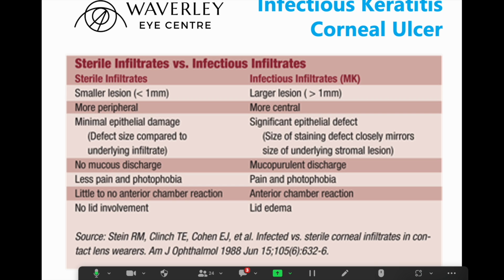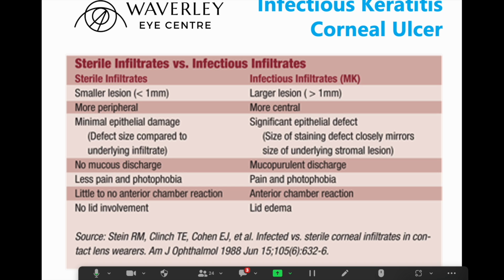So here's a little chart to tell you a little bit of the difference. The sterile infiltrates are going to be smaller than the infectious ones. They're going to be more peripheral. They're not going to be in the central cornea. They're going to be less epithelial, so less staining than you might have, but you'll still have that white inflammatory response. You're going to have less discharge. You're going to have less pain, less photophobia.